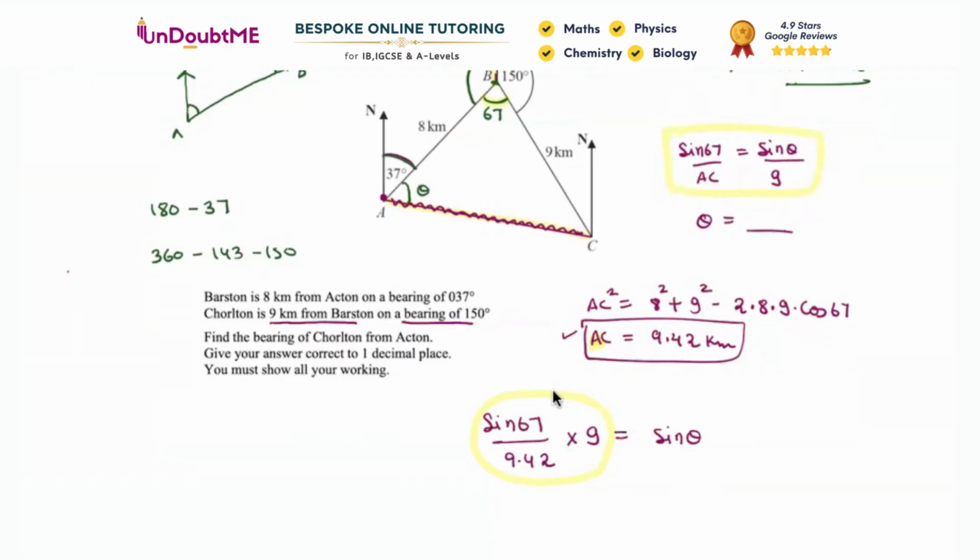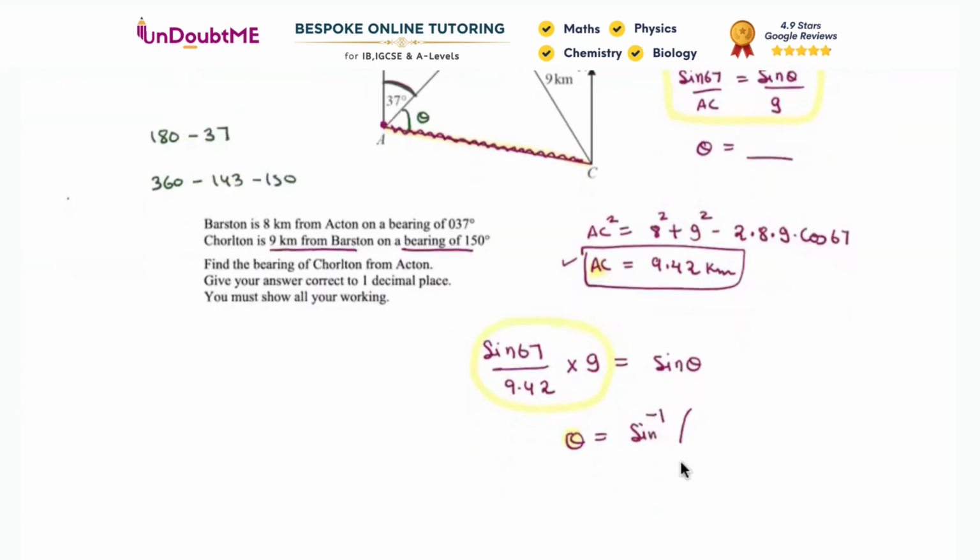So again, we'll go to calculator, sine inverse of, then we will just type in the whole thing inside. Sine 67 times 9 divided by 9.42. And the theta value comes out to be, I'm just writing this step for the sake of clarity, theta will be sine inverse of sine 67 over 9.42 times 9. And on calculation, this will come out to be 61.577. One decimal place they are saying, so we can even write 61.6. But this is not the final answer.